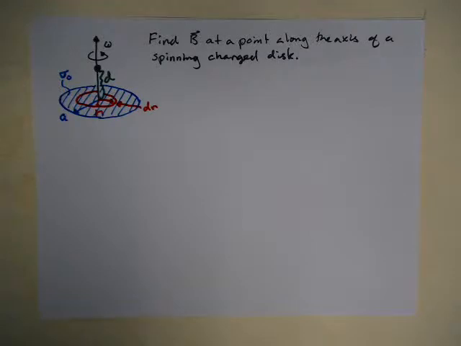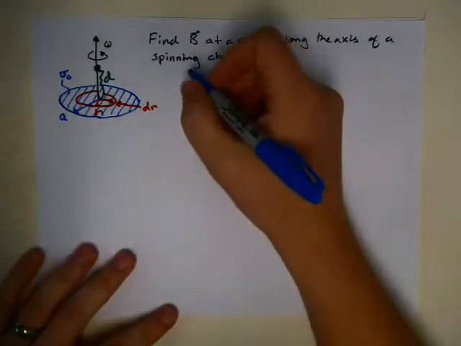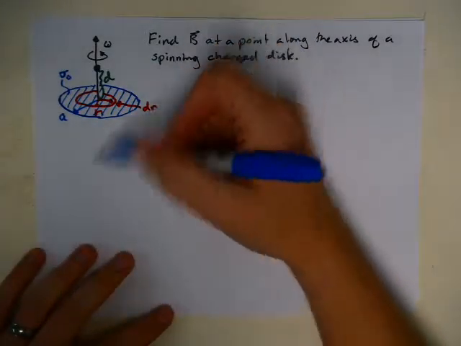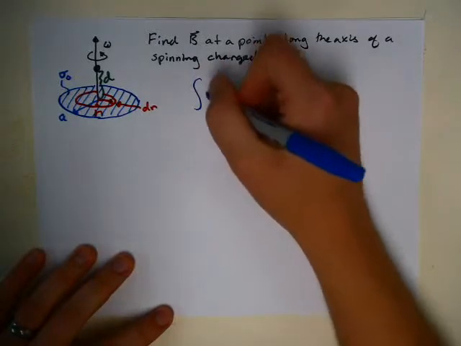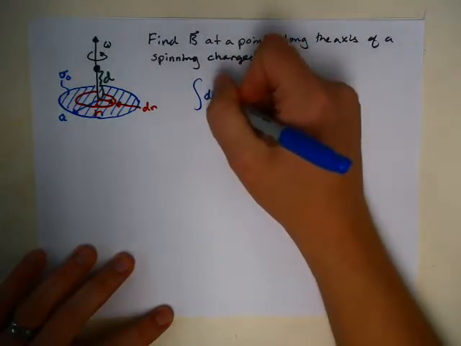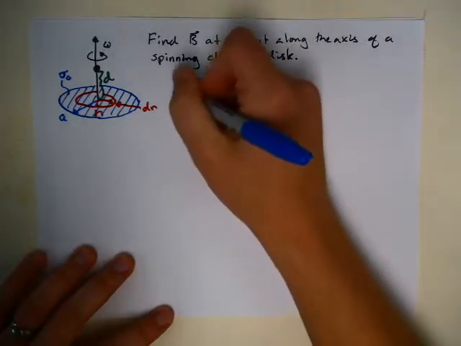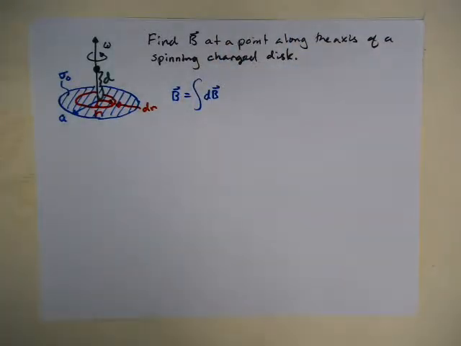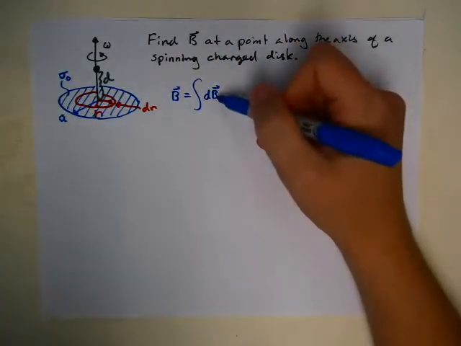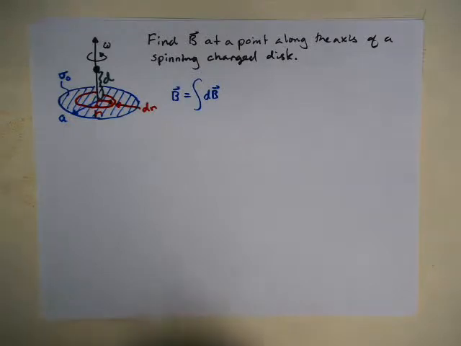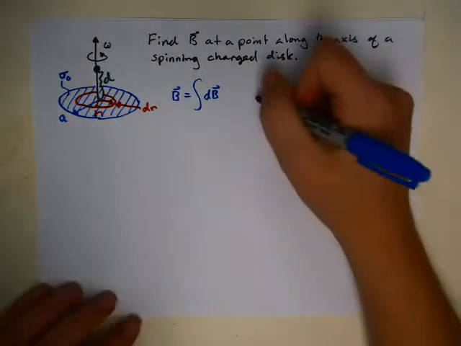And how do we write that out? Well, we just use the superposition principle. Since I have dr, I have a sum, I'm going to want to do an integral here. So the integral of dB is going to be B. Our total magnetic field is the integral of each little part of the magnetic field from each disk. And now I have to write down what each part of the magnetic field is.